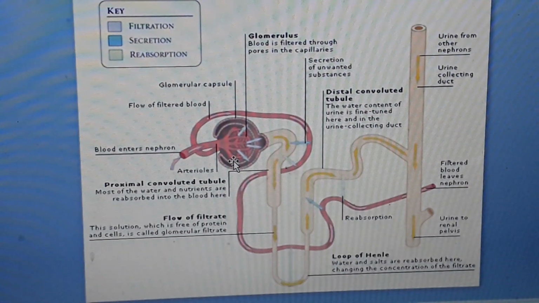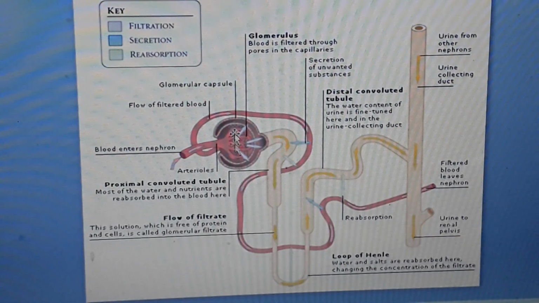The second step of urine formation, that is selective reabsorption, starts in the PCT. Most of the water and nutrients are reabsorbed into the blood here. Some substances like glucose, amino acids, sodium ion, potassium ion, calcium ion, vitamin C are absorbed actively into the blood vessel. And some substances like water, urea, chlorine ion are absorbed passively into the blood vessel.